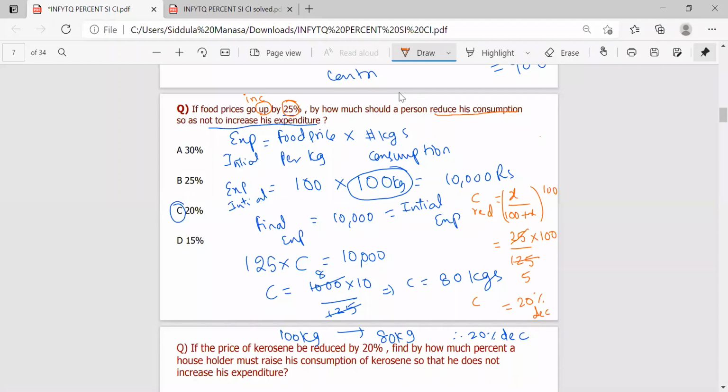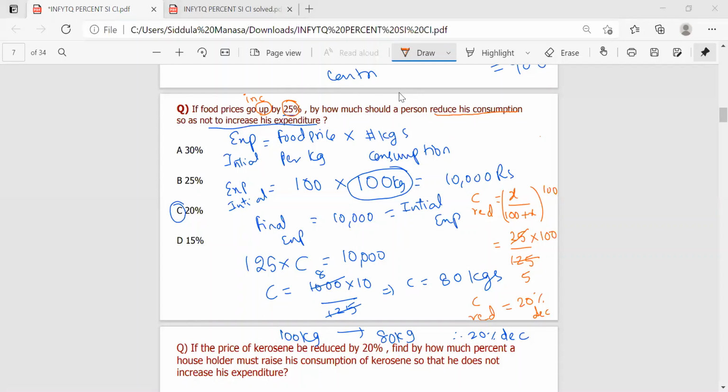So how much consumption are you reducing? 20% of the consumption you are reducing in order to meet the same expenditure, in order to not increase the expenditure. So the formula method is clear, students.